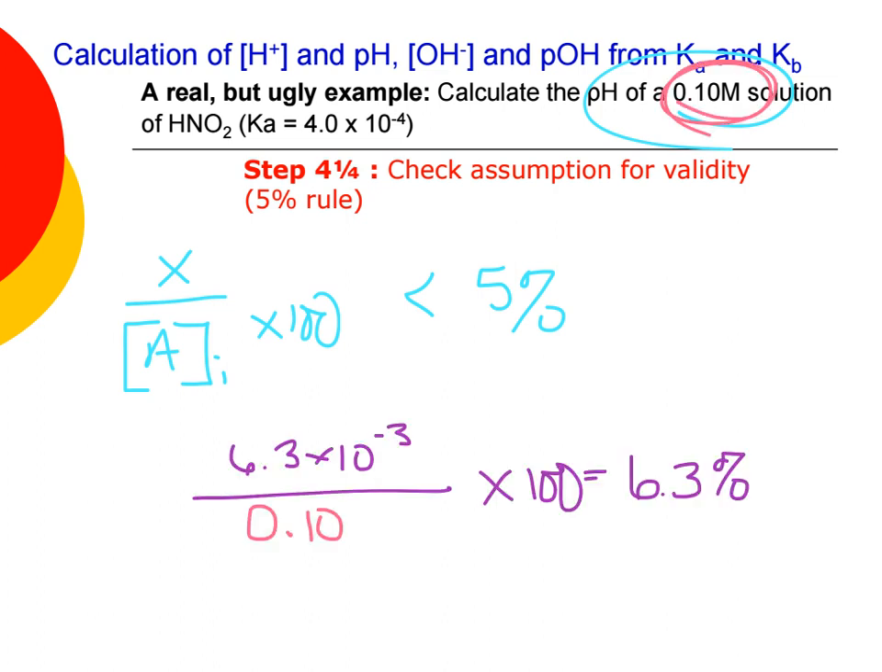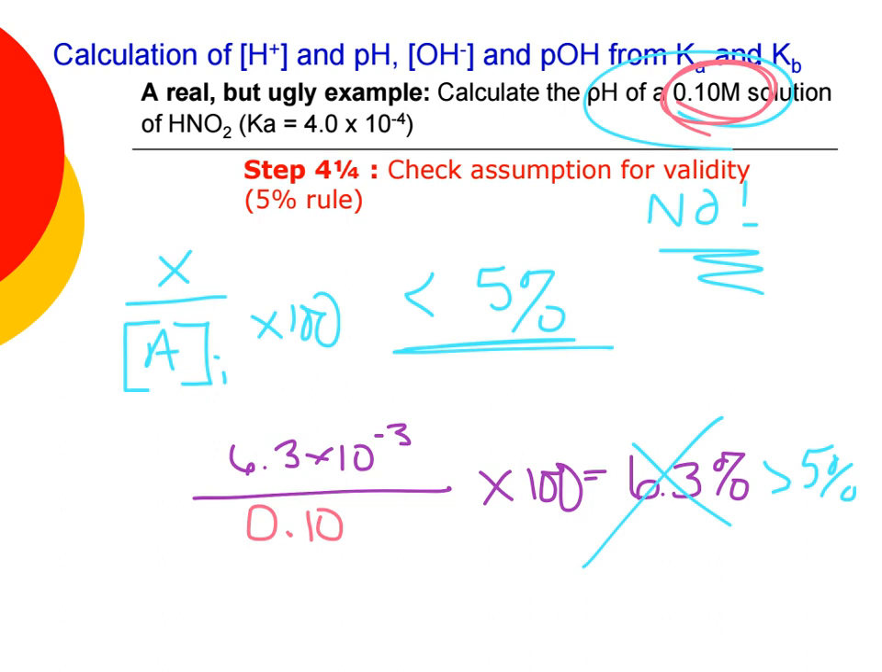So if I compare 6.3 times 10 to the negative third to the original 0.1 molar solution, find that percent, we get 6.3%, which is greater than 5%, not less than. And so we should not use this assumption. This is a big no. It's not okay to assume.